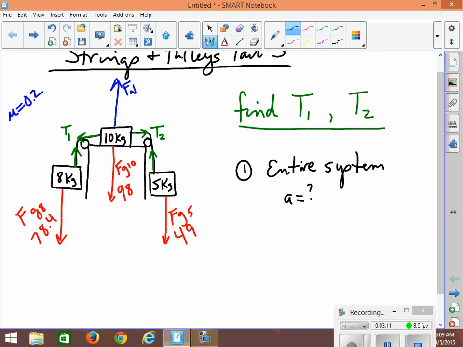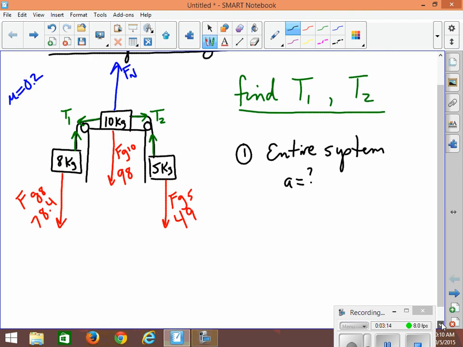Okay. If we look at the entire system as a whole, what we're going to do is change our reference frame. So we're going to look at the up and down, but then we're going to look at our x as if it's a clockwise, counterclockwise motion. So any forces that are making this system move in a clockwise fashion would be considered positive, and any forces that are making it move or pulling in a counterclockwise fashion would be considered negative.